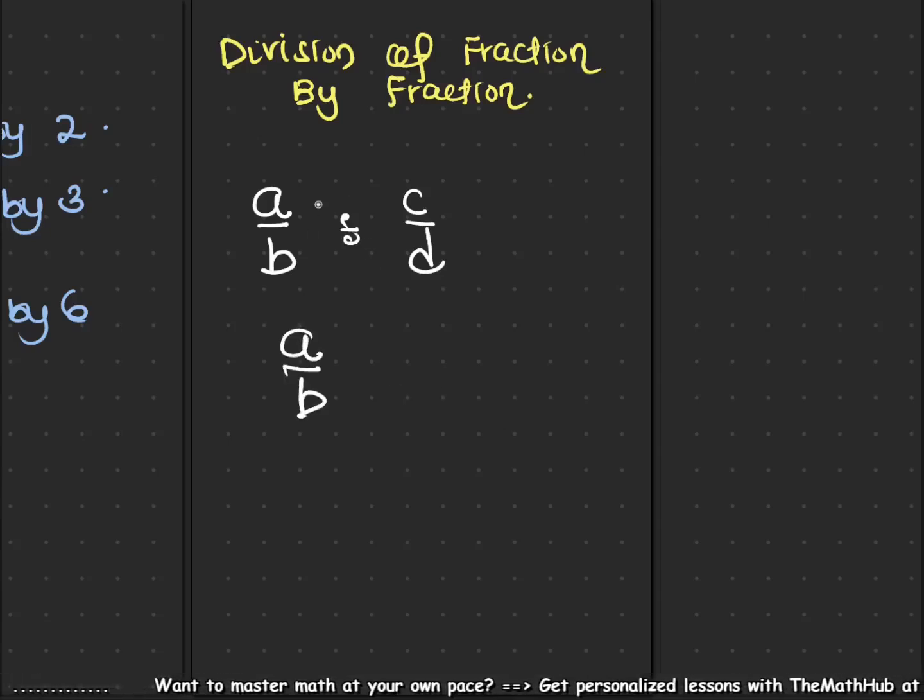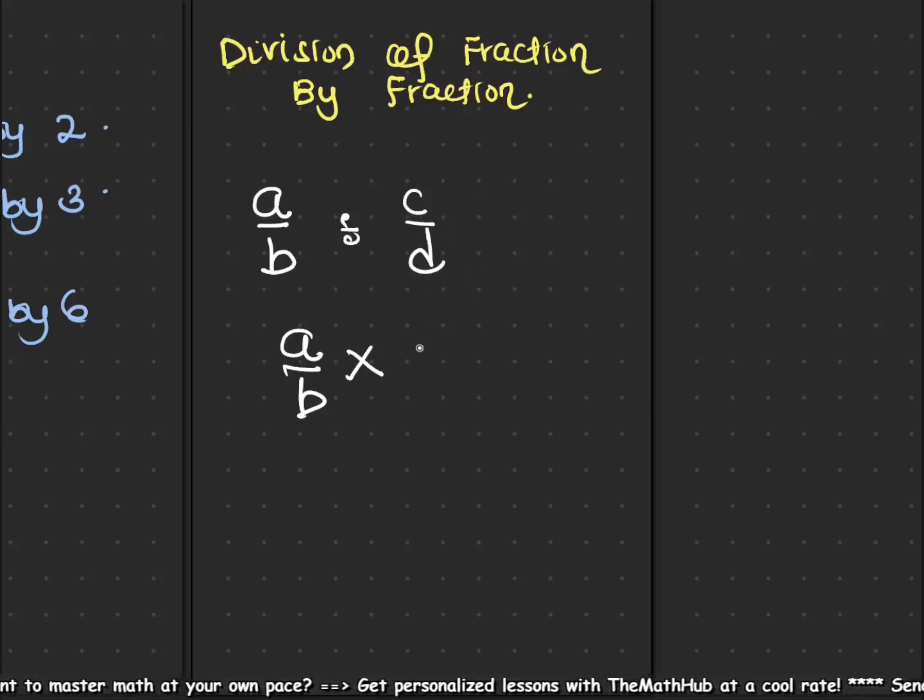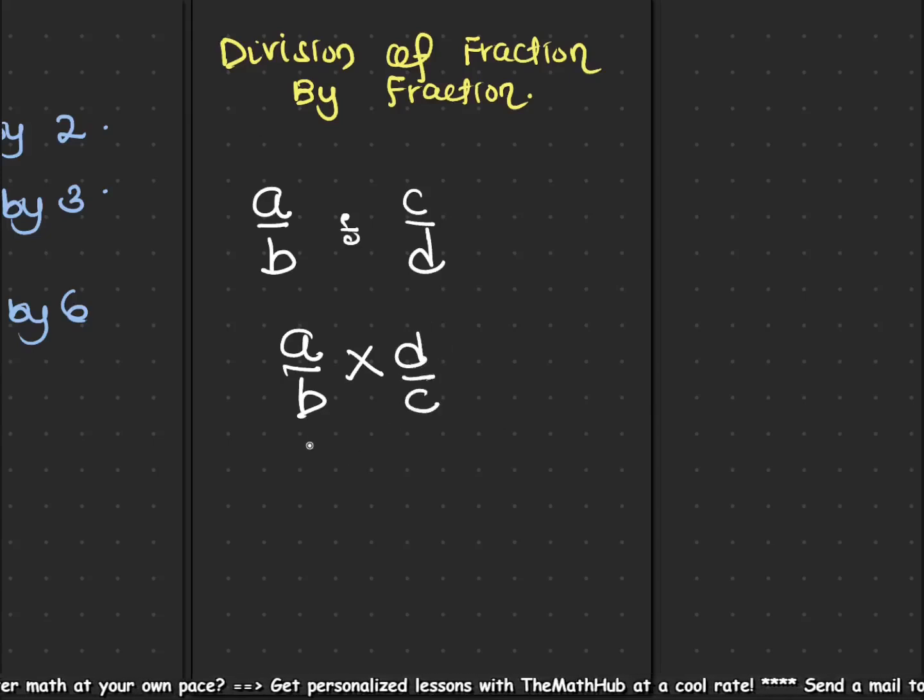Then our division sign becomes multiplication, just as we did in the previous one. Then instead of C over D, we now reciprocate it as well, so that it becomes D over C. Then we have changed it into a multiplication problem. We solve it how we solve multiplication questions.